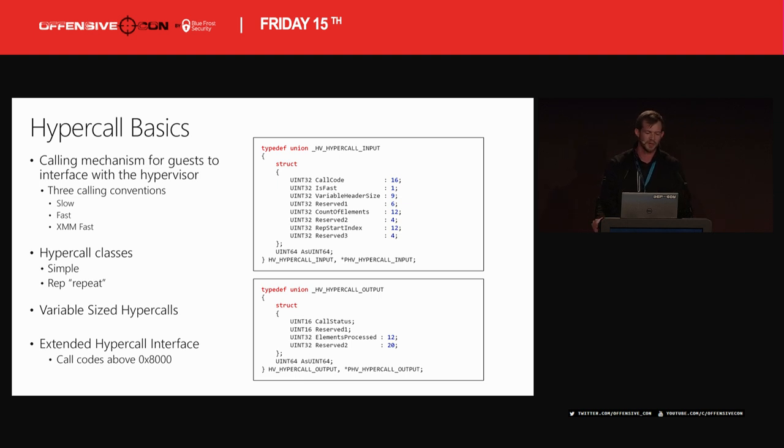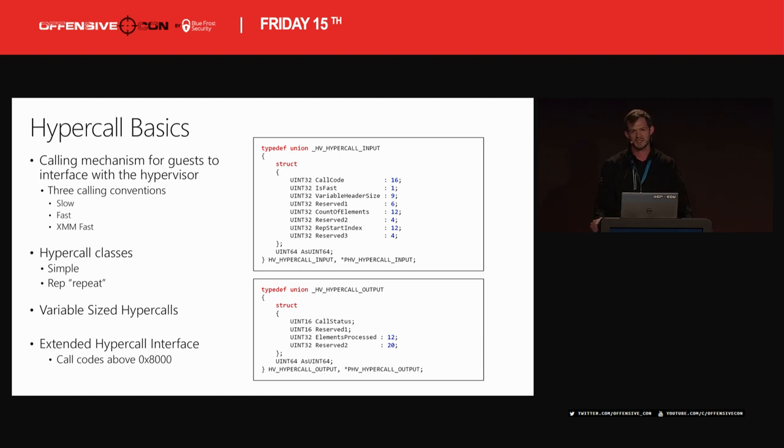There are two classes of hypercalls. You have your simple and repeat. Simple just performs a single operation, and the hypervisor tries to enforce that the hypercall completes within 50 microseconds. So for more complex tasks, such as depositing memory into a partition, they have this notion of a repeat, which acts like a series of simple hypercalls. So now we can essentially create a continuation. If it doesn't finish processing, it's up to the caller to tell it where to go and complete the work.